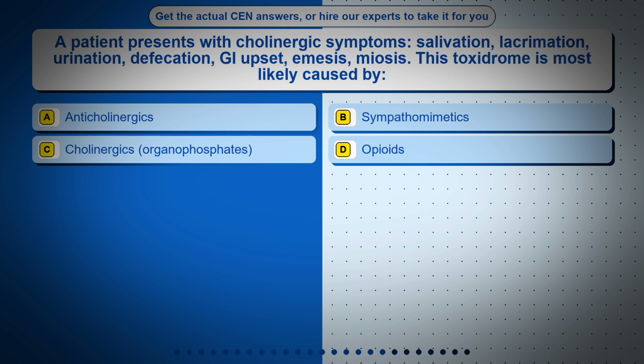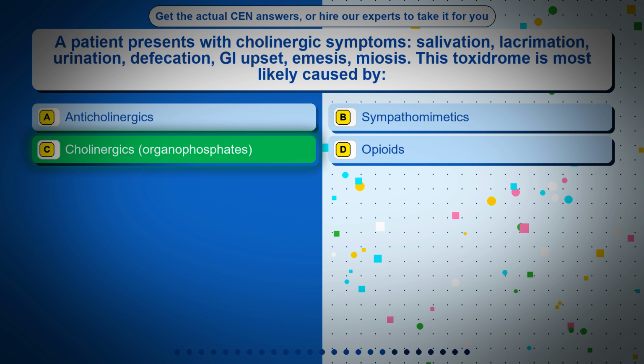Question 18. A patient presents with cholinergic symptoms: salivation, lacrimation, urination, defecation, GI upset, emesis, miosis. This toxidrome is most likely caused by option A, anticholinergics, option B, sympathomimetics, option C, cholinergics, organophosphates, option D, opioids. The correct answer is option C, cholinergics, organophosphates.